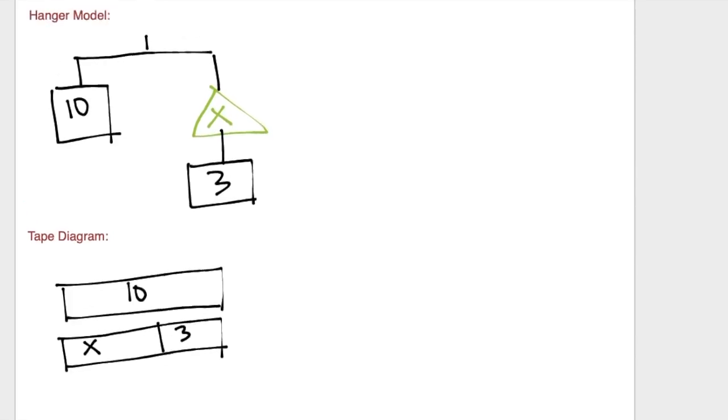The two models are called the hanger model and the tape diagram. You should be pretty familiar with the tape diagram, but the hanger model is a little different, but it's very similar to the scale model. So what I want you to do now is to pause the video and jot down the hanger model and its example, as well as the tape diagram and its example.